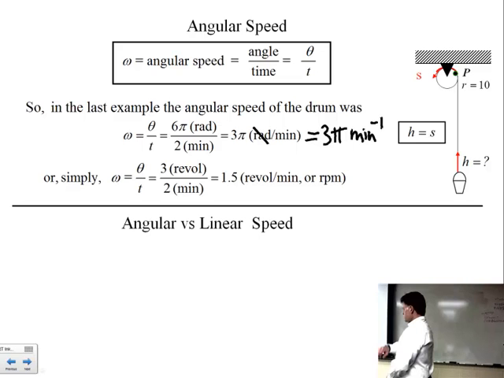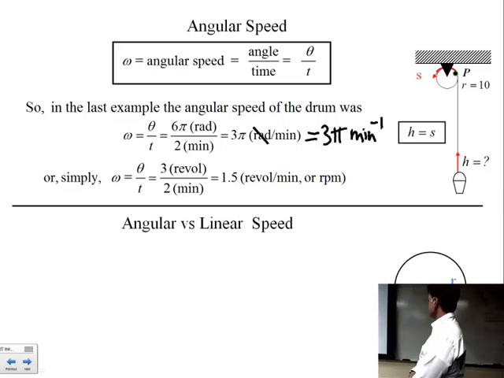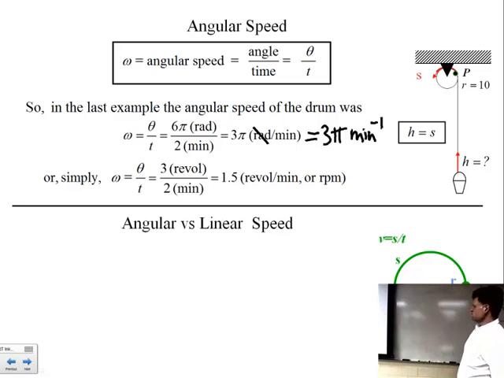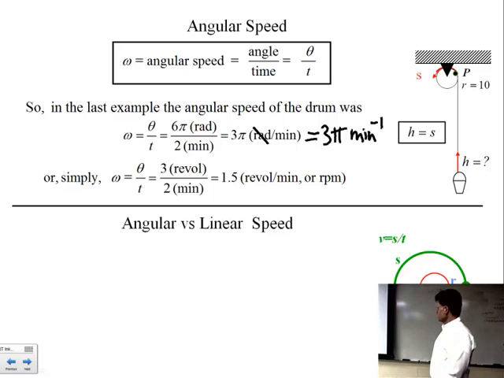Angular versus linear speed. So if the point is rotating at radius r around the center point, then the amount of distance it sweeps out is the arc length. That's s. So its linear velocity is distance divided by time. So that's going to be s over t. And its angular velocity is going to be theta divided by t. So omega is theta divided by t.